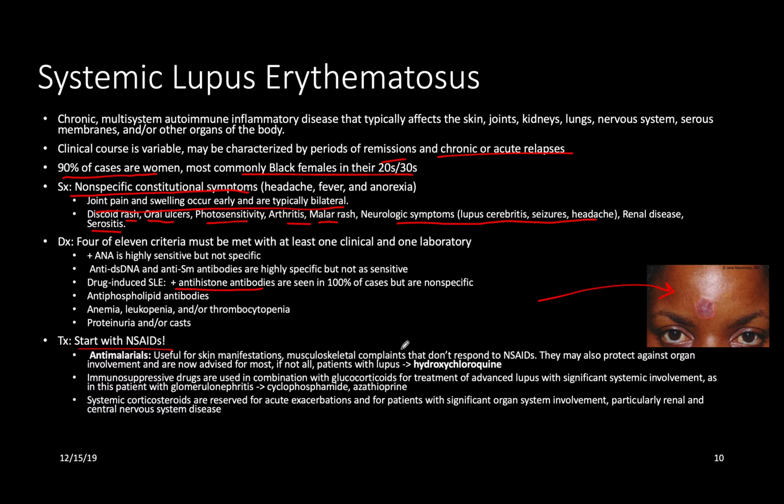Now, when you start having skin manifestations, musculoskeletal complaints that are not responding to NSAIDs, you can start using your anti-malarial drugs. And the first line for that, if you go to UpToDate or you go into your First Aid book, you're going to see hydroxychloroquine as being one of the first go-to drugs for that. For advanced lupus, with a lot of significant systemic involvement, sort of going stepwise here in terms of treatment, once you have used hydroxychloroquine and it's not as effective, you can start using immunosuppressive drugs. Cyclophosphamide, azathioprine will be your go-tos.